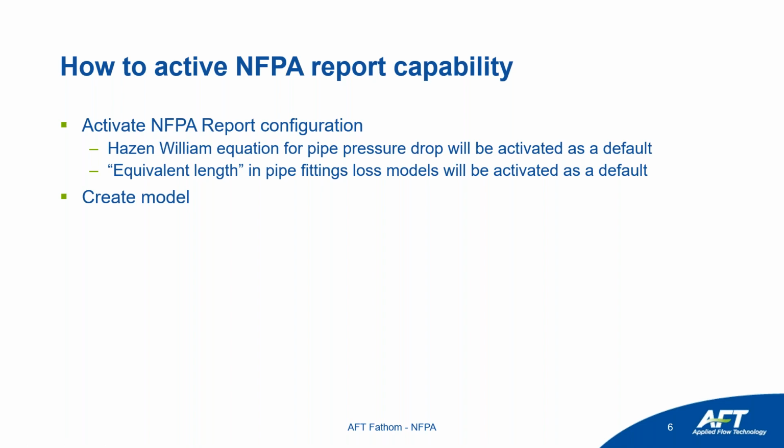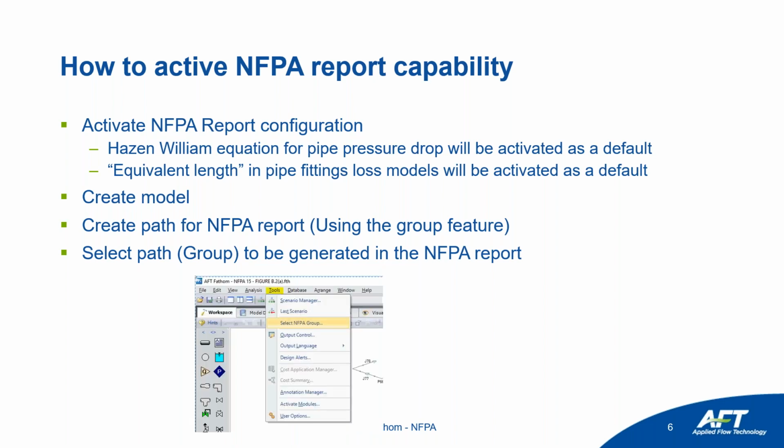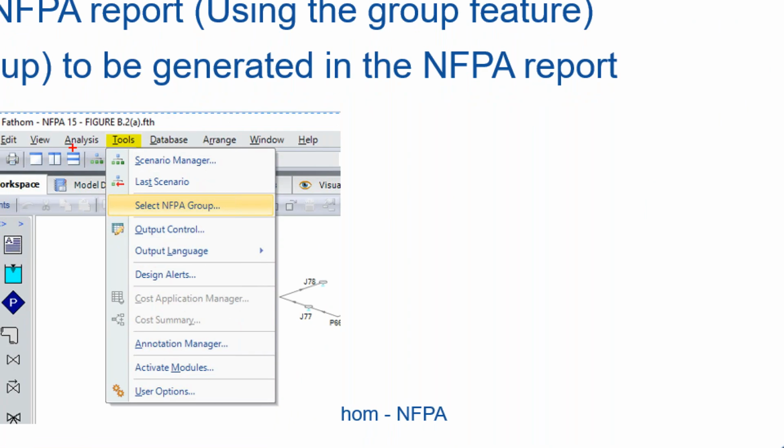So the next step is to create a model, create a path using the group feature, select a path to generate the NFPA report. So once you're going to generate the report, then you select what path you want to generate it from. So here, you come to Tools, select the group path you're going to generate the report from.